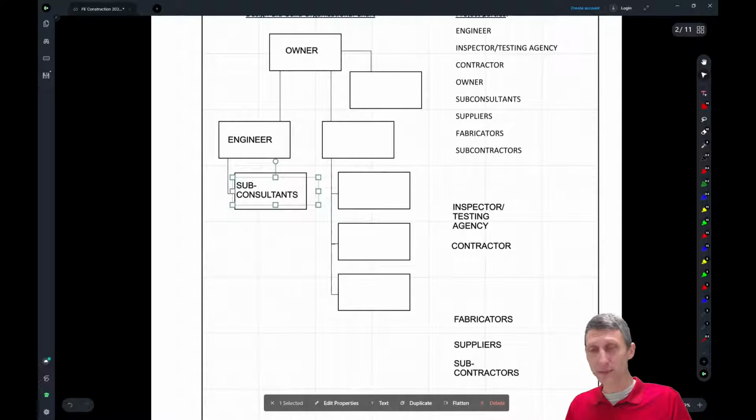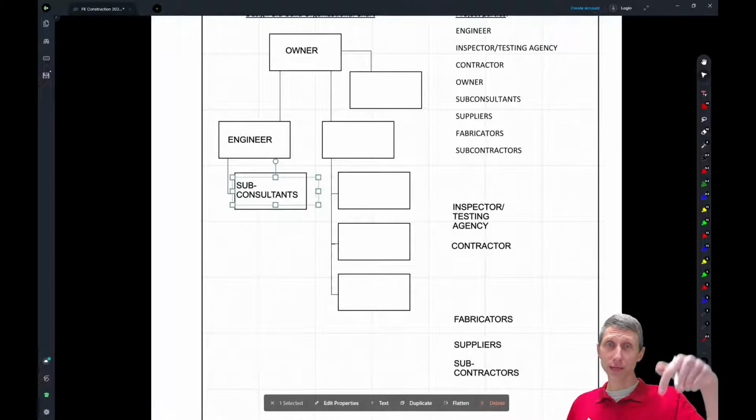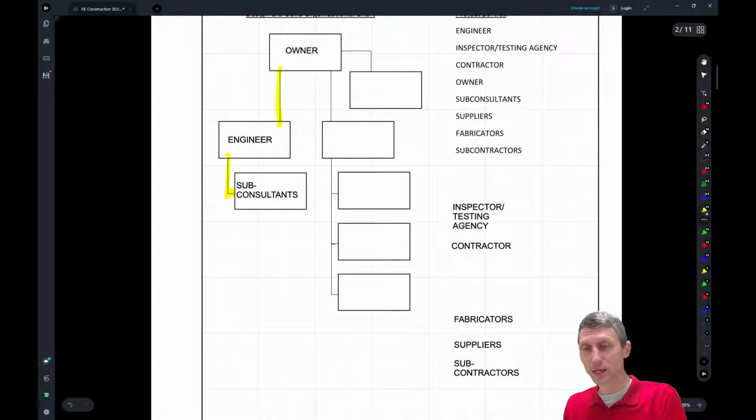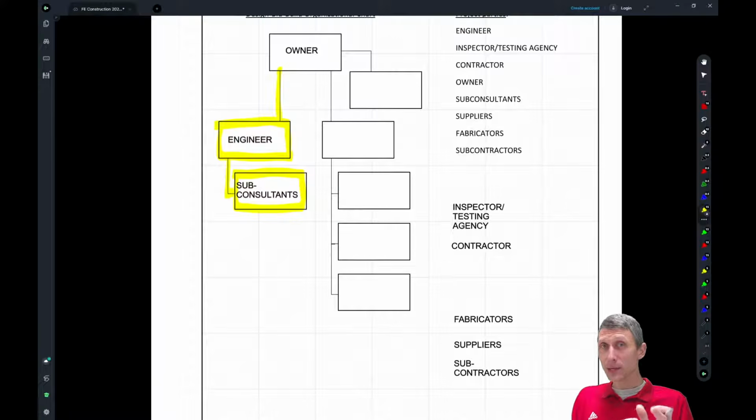So oftentimes the owner has one contract with the engineer, right? So that's this contract here. The owner has one contract with the engineer, and then the engineer has some contracts with additional subconsultants, right? So this is the engineering side of it. What happens in the design, bid, build process is the design gets completely done. It gets vetted with the owner, and the owner's happy with it.